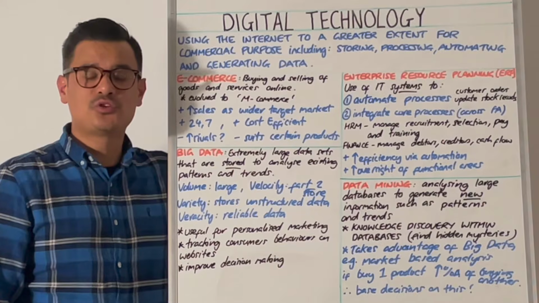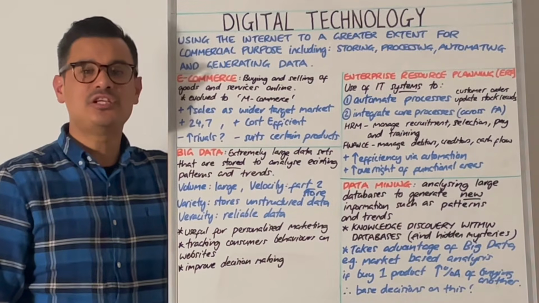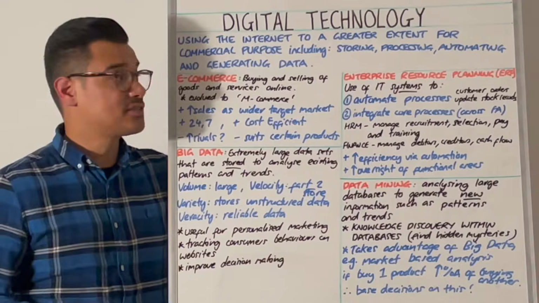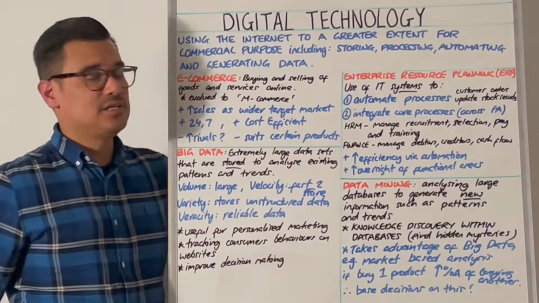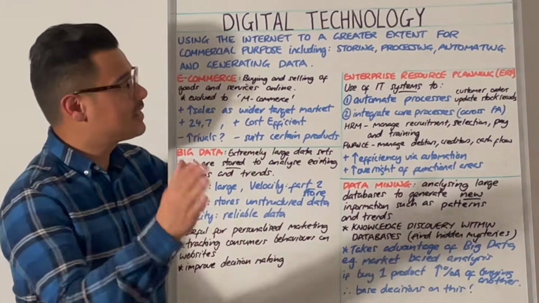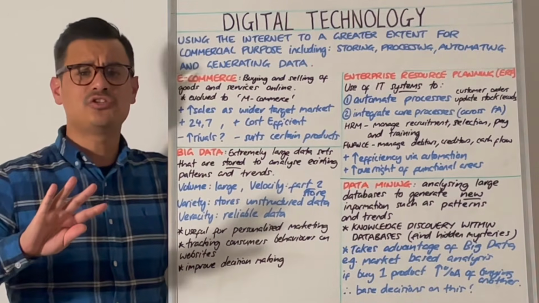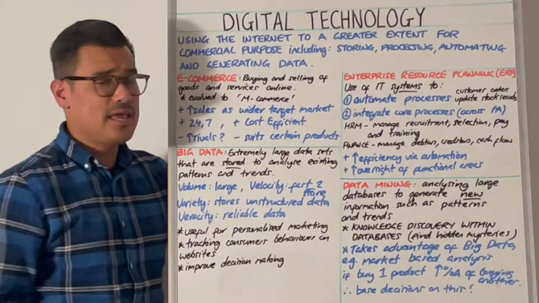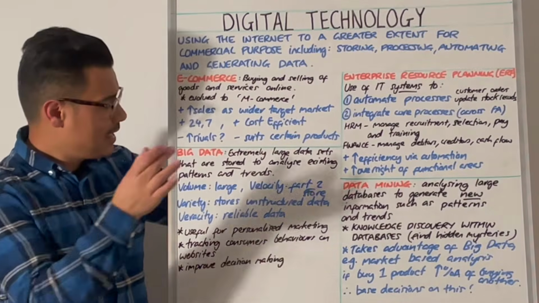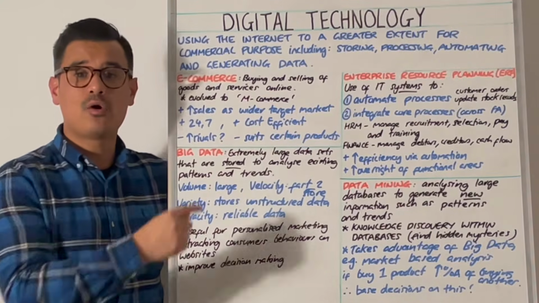Let's have a session on digital technology. So digital technology is the use of the internet to a greater extent for commercial purpose, including storing data, processing data, automating data, and generating data. And there's four key areas you need to be aware of: e-commerce, ERP (enterprise resource planning), big data, and data mining. Let's start with e-commerce.